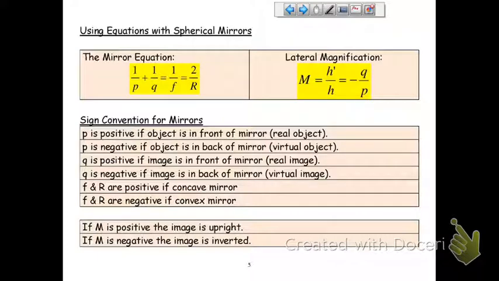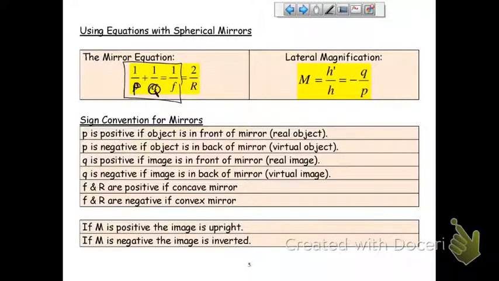We can do the same mathematically. And I'm going to test you on both skills. There are two equations we need to know. 1 over P plus 1 over Q equals 1 over F. And then I remember, oh yeah, the focal length is basically half the radius of your spherical mirror, so it's 2 over R. I remember this bit really well, because it applies to concave mirrors, convex mirrors, and lenses.